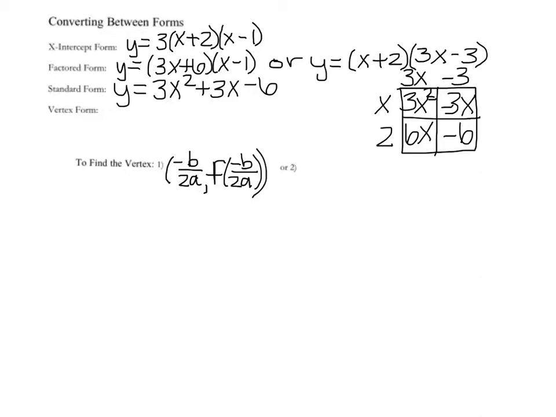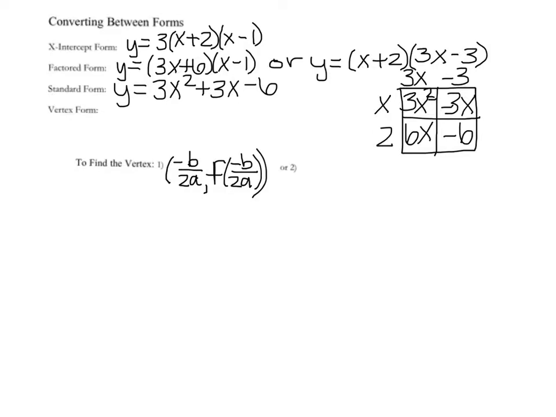Now, you may be thinking to yourself, what are b and a? Well, remember that a is the coefficient of the x squared term when in standard form, and b is the coefficient of the x term in standard form. C is technically this constant, but we don't really need to know that to find the vertex.